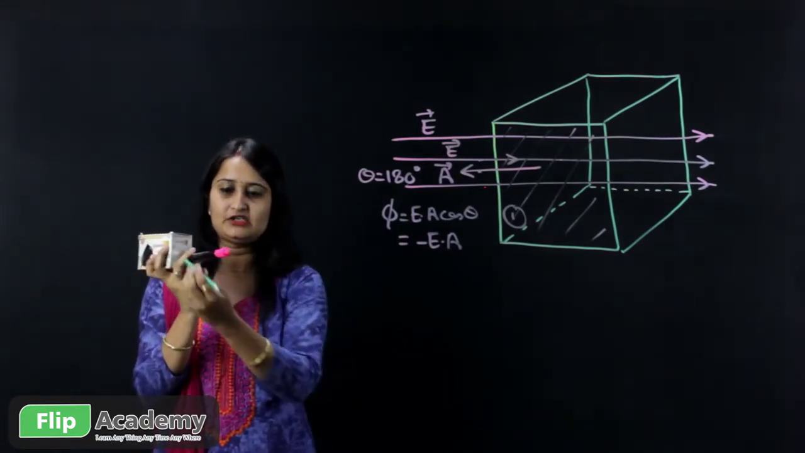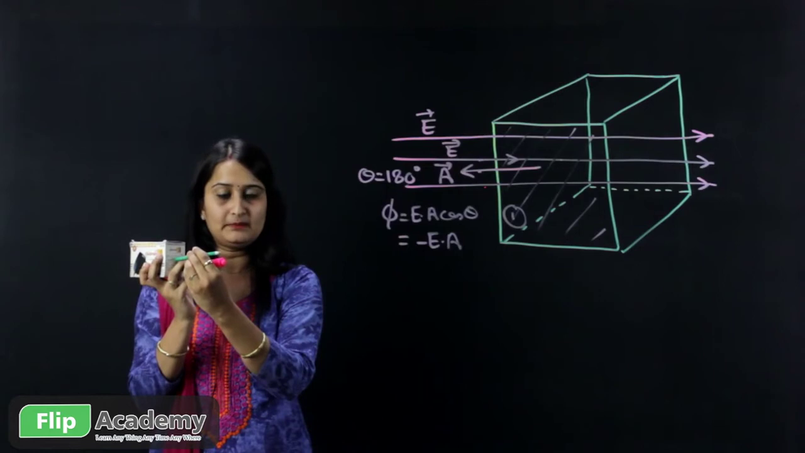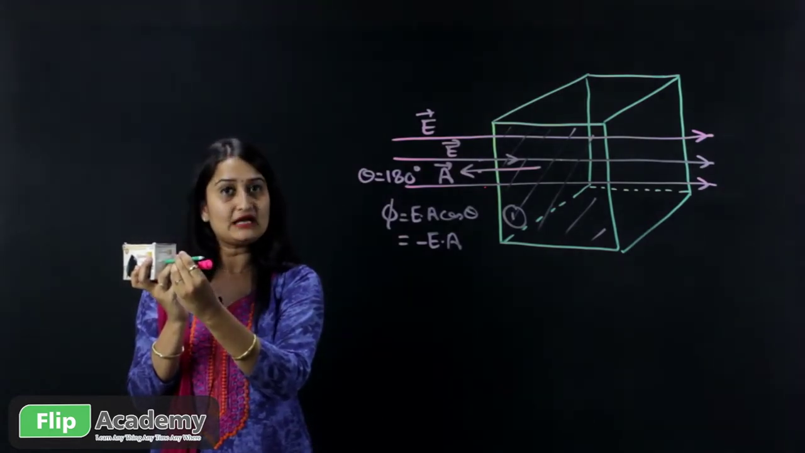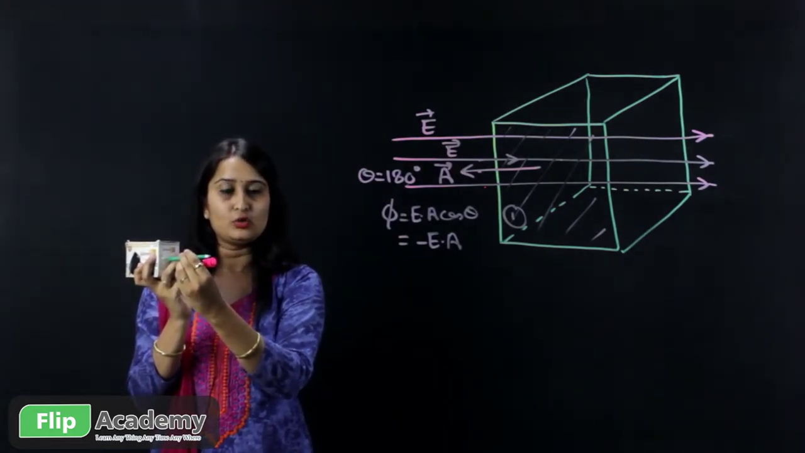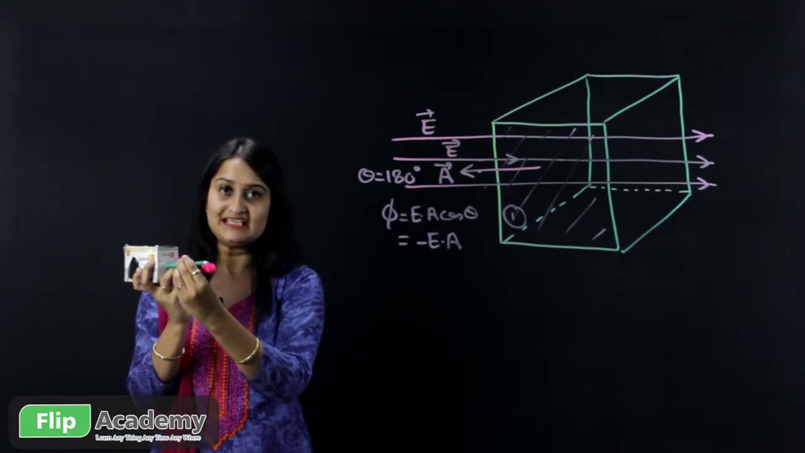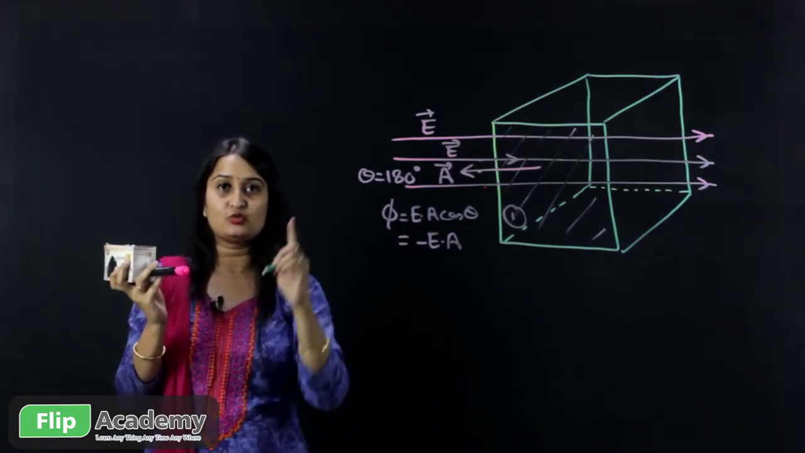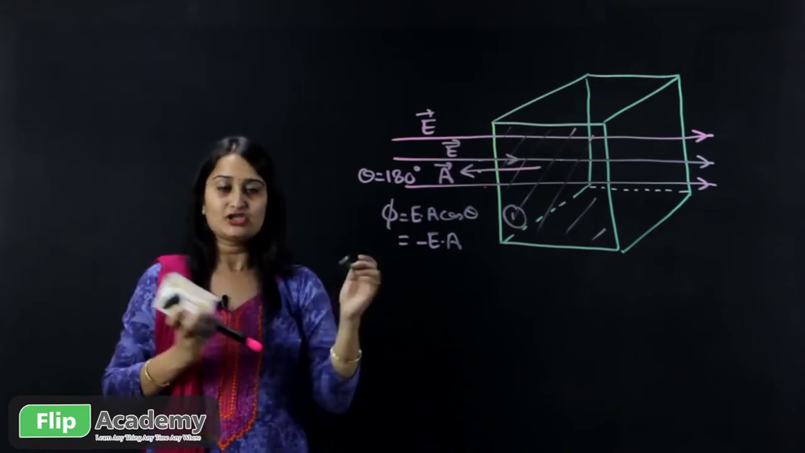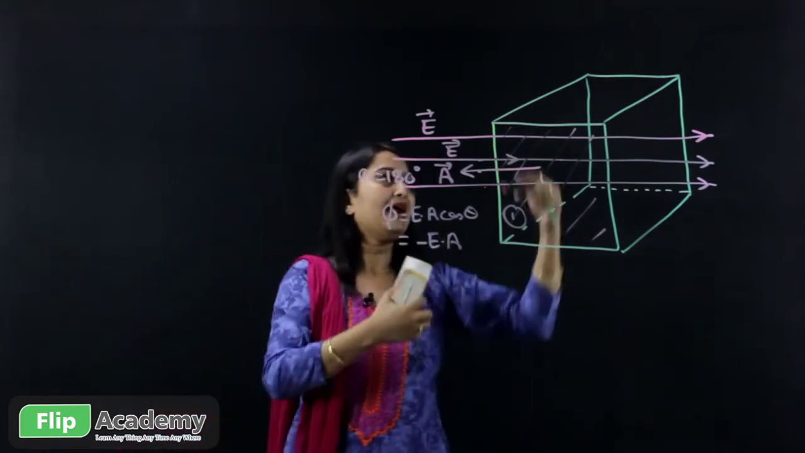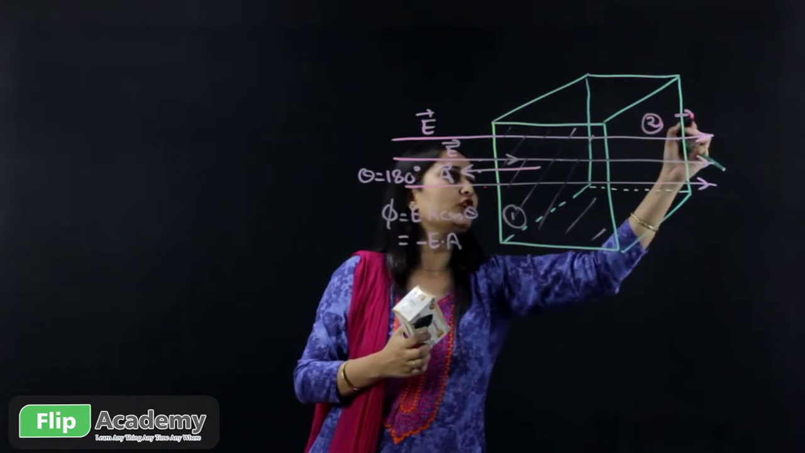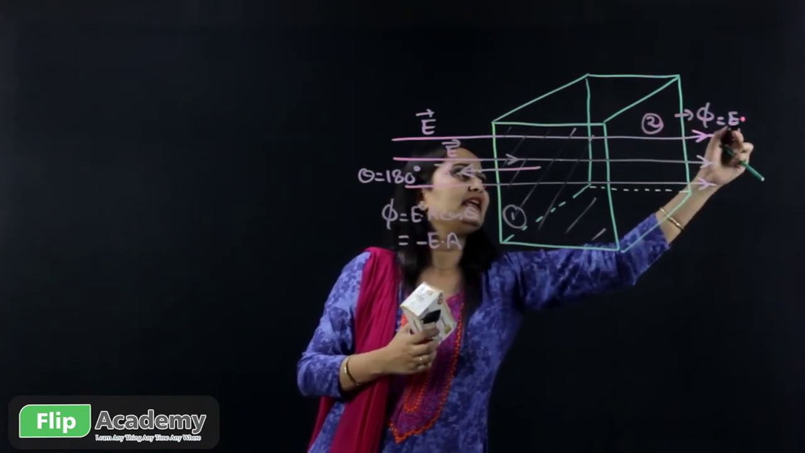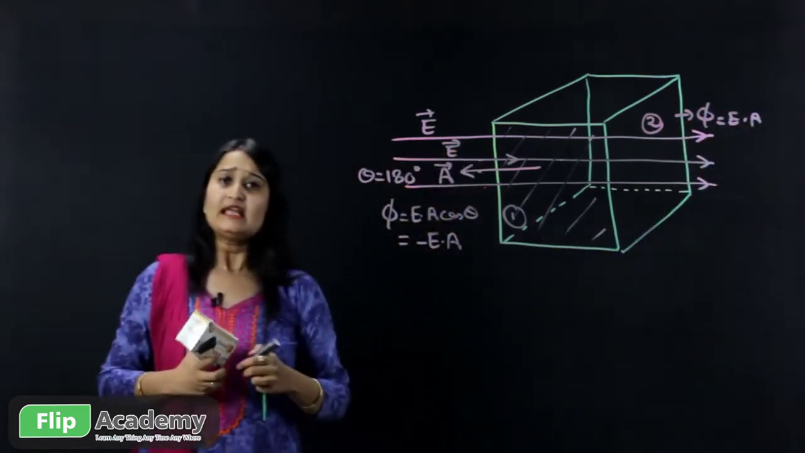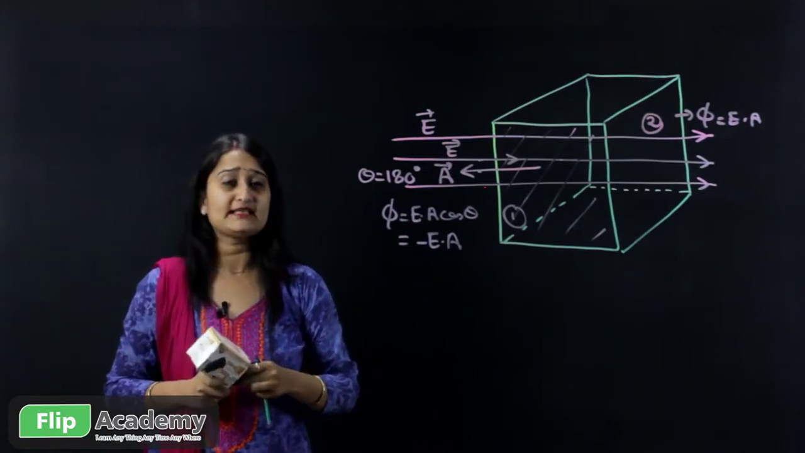What is the area vector? The area vector is perpendicular to the plane. So this is the direction of the area vector. What is the angle between the two? The angle between the two is 0 degree. So cos 0 degree is 1. So this side your flux is E dot A. So you can write here at the back portion of it, that is the second portion, the flux is E dot A. Similarly, solve for other sides also.